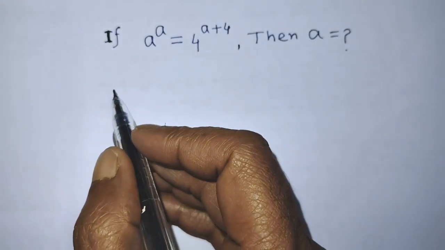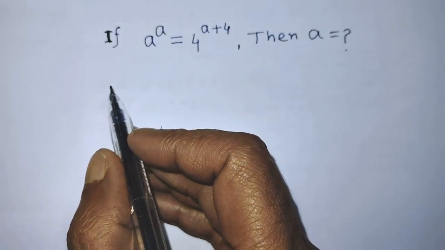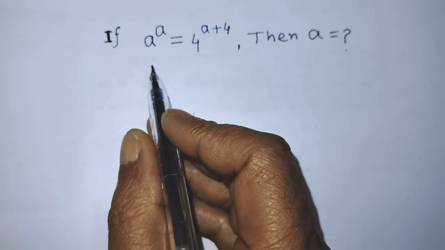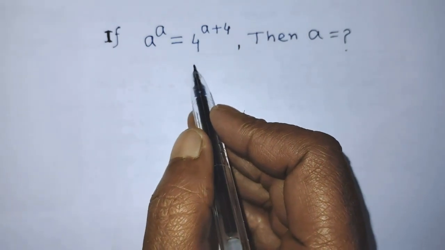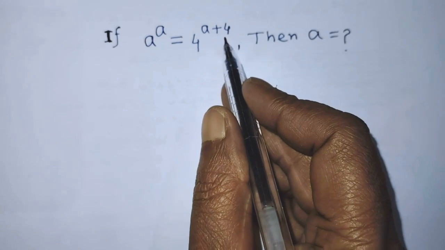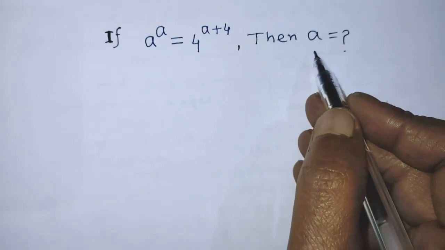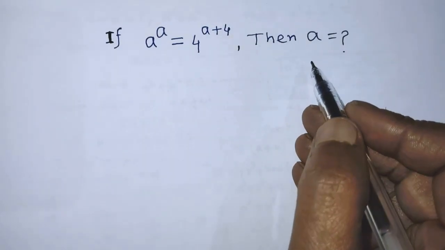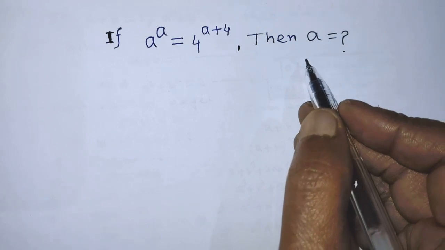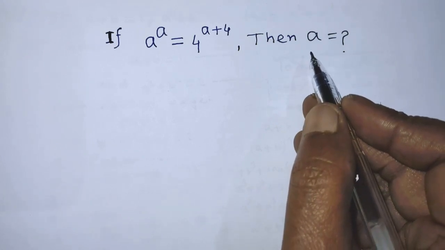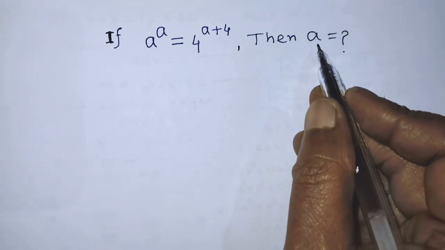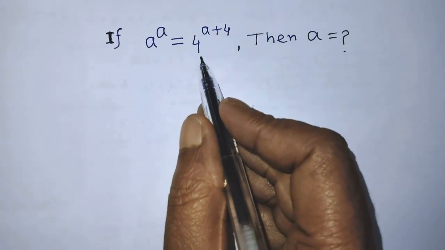Hello guys, you are welcome to solve this math problem, which is: if a to the power a is equal to 4 to the power a plus 4, then find the value of a. So students, today in this video I am telling you how to find the value of a from this equation.